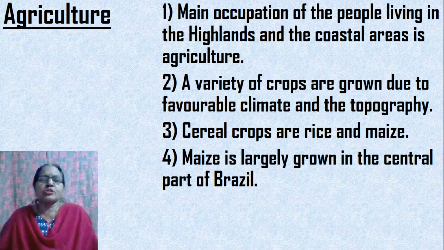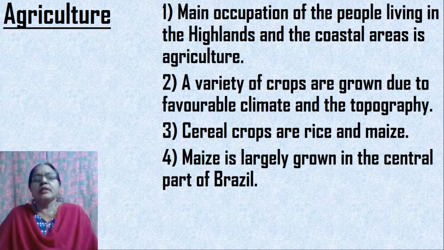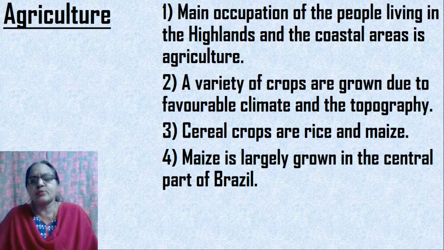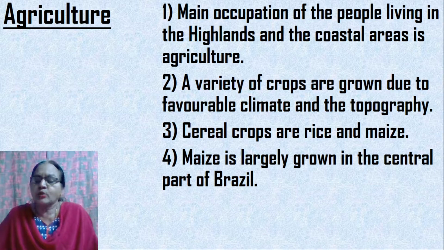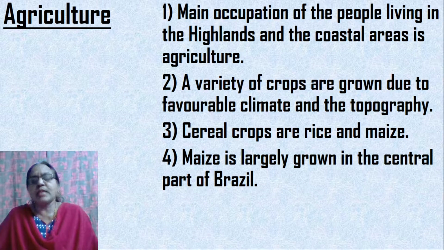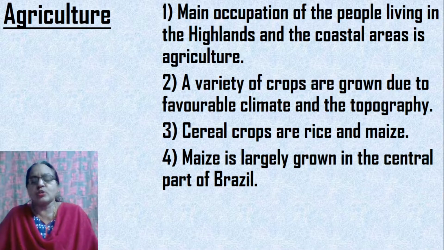Now, agriculture is a primary activity because it is directly concerned with nature. The main occupation of the people who live in the highlands as well as the coastal regions is agriculture. In Brazil, a variety of crops are grown because of the favorable climate and also because of the flat terrain. If you look at the coastal regions, these regions get plenty of rainfall. The topography is plain, and the soil is also rich. This area also has a favorable climate. So you find agriculture is carried out along the coastal regions.